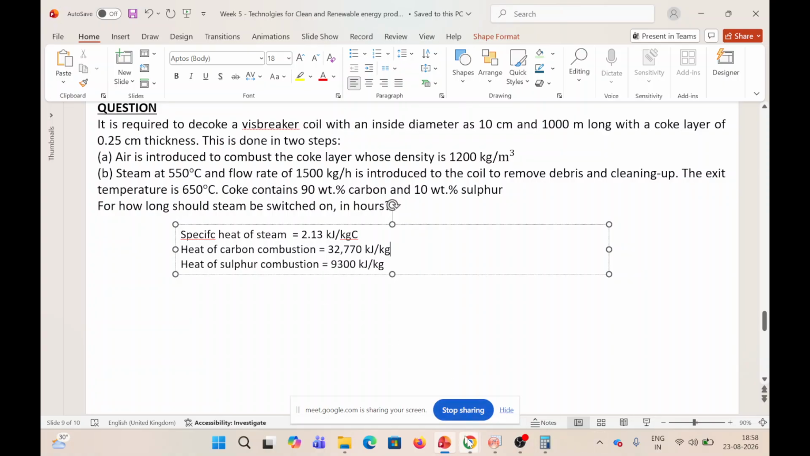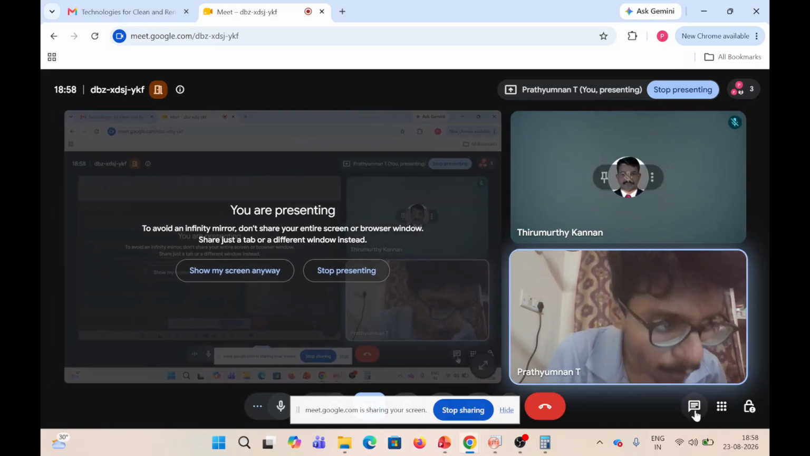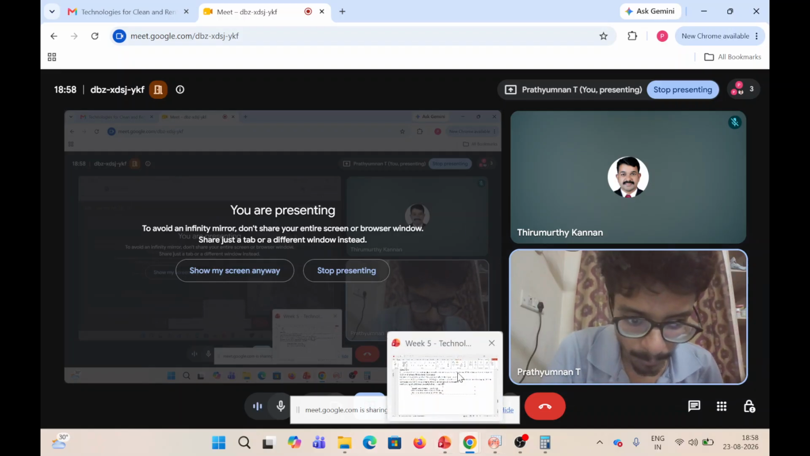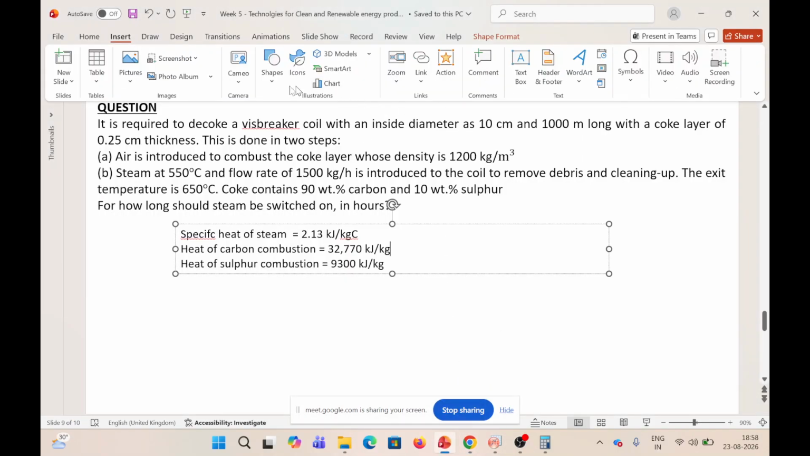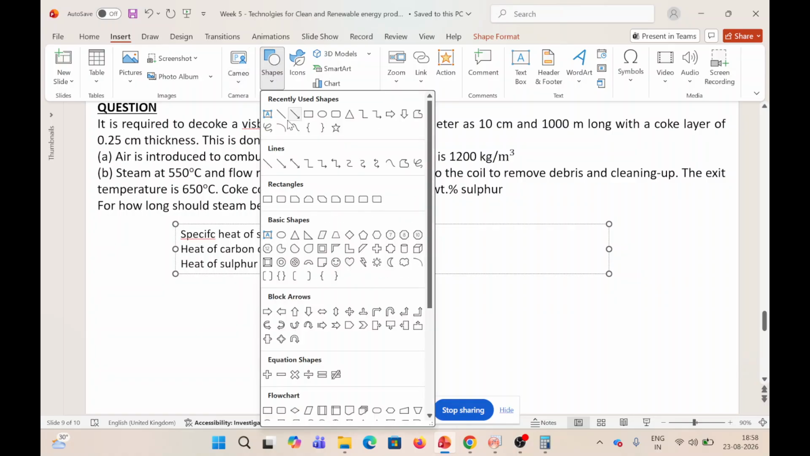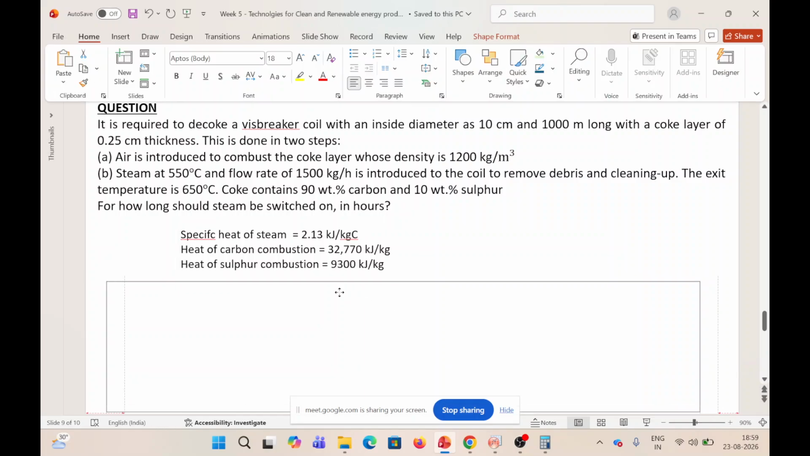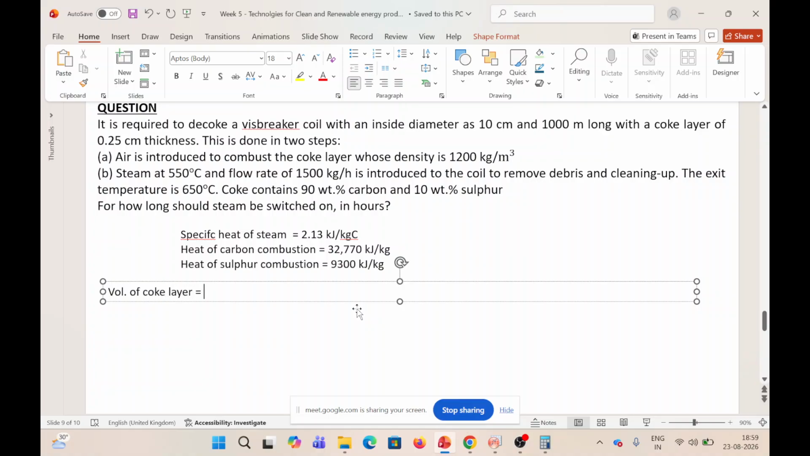So if you have any answers, you're welcome to let me know, or I think I can progress to solve the problem. So first we need to estimate the volume of the coke. Volume of coke layer is going to be equal to pi dl times its thickness. So area times thickness, so area is pi dl times thickness.